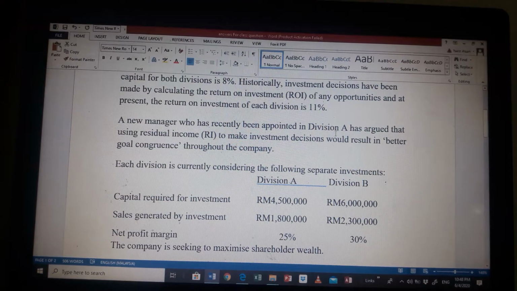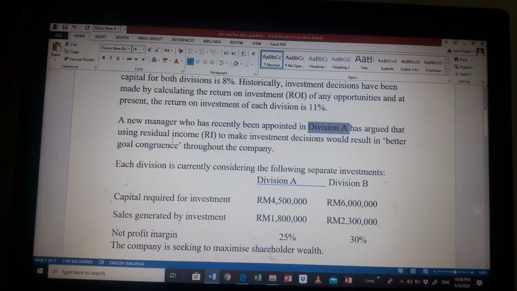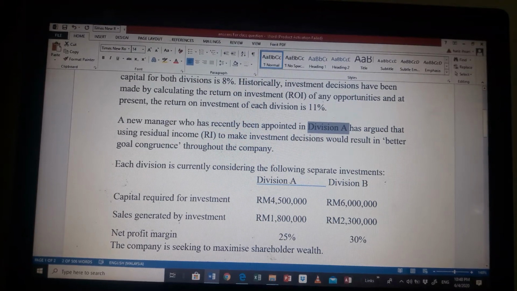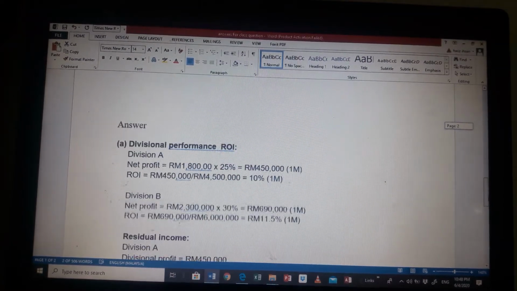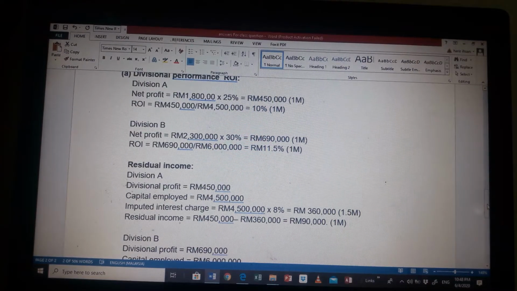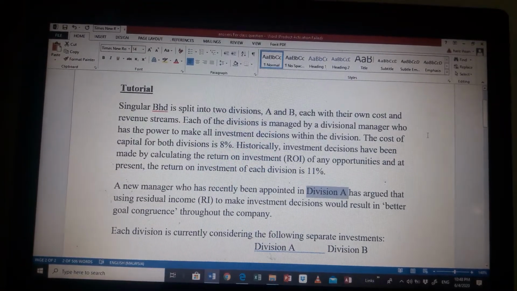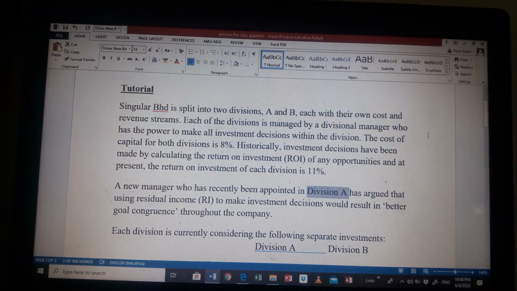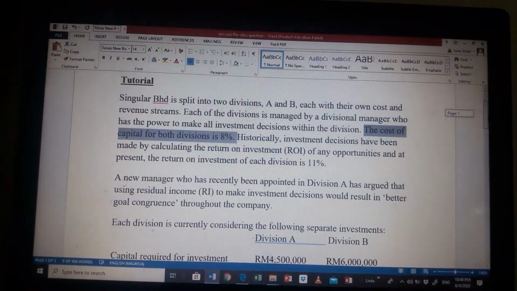However, that is why Division A argued that using residual income to make investment decisions would result in better goal congruence. So let's calculate the residual income. As stated before, residual income is the profit minus the COC or WACC or any other term. Remember, we use substance over form, so it can be the COC, it can be the WACC, it can be the weighted average cost of capital. So let's find it: the cost of capital for both divisions is 8%. So remember, how do we find residual income?